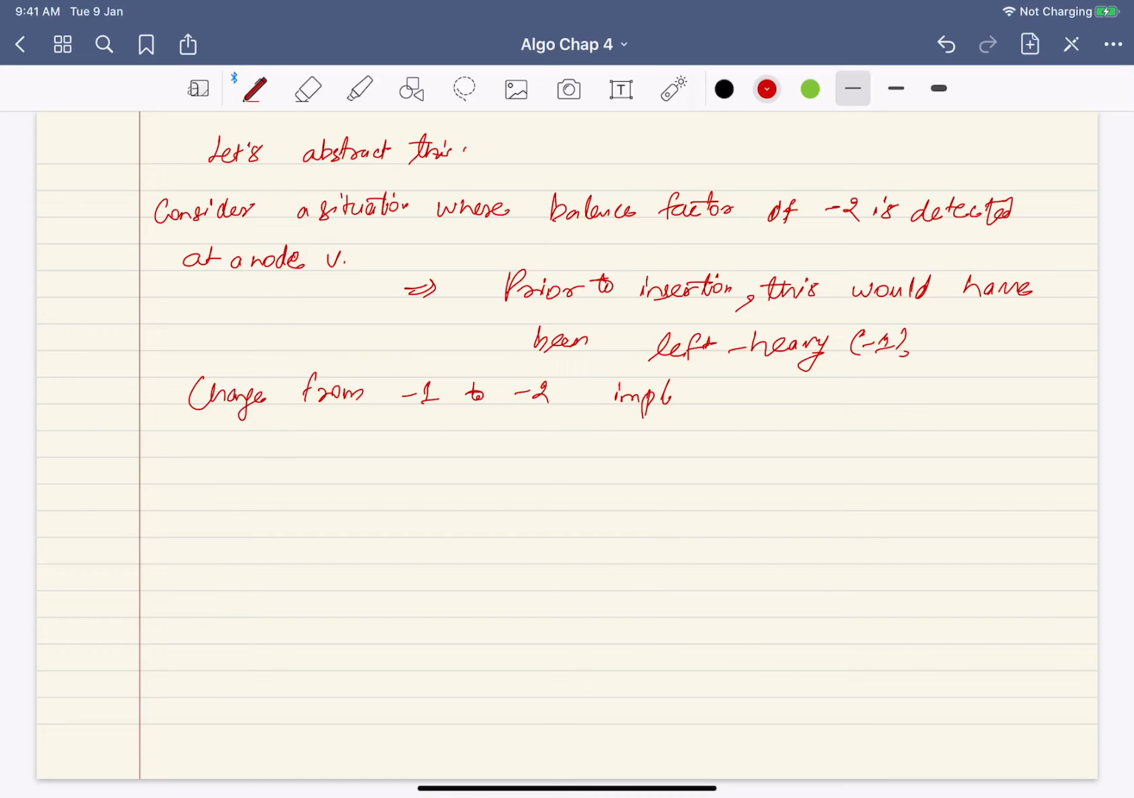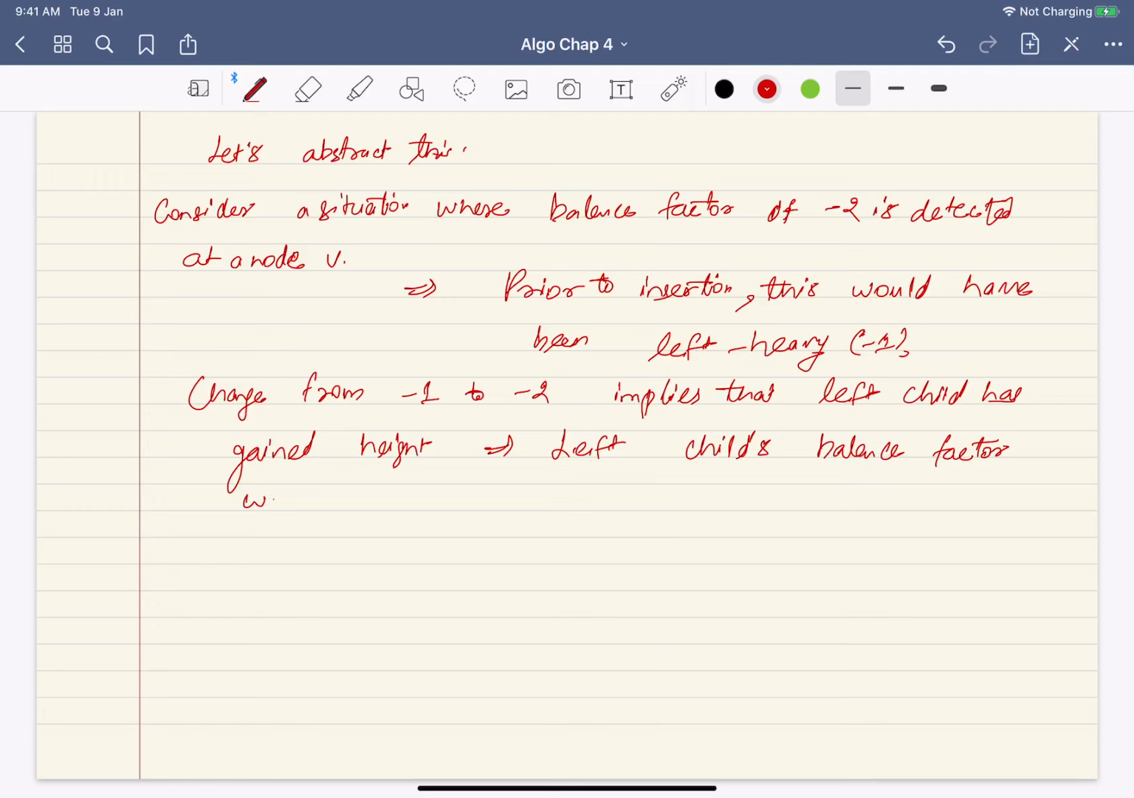implies that the left child has gained height, and that also would mean that the left child's balance factor would have gone from 0 to plus or minus 1. It can be either plus 1 or minus 1, right?